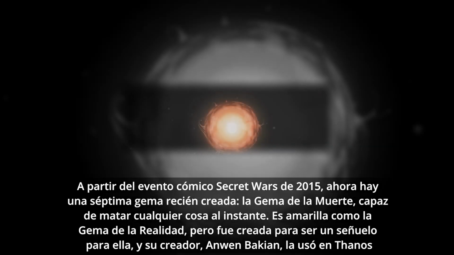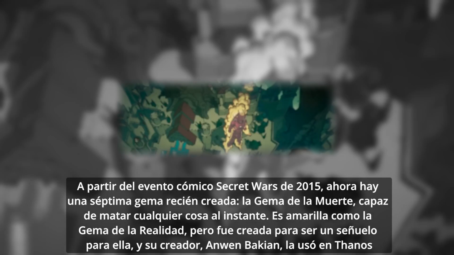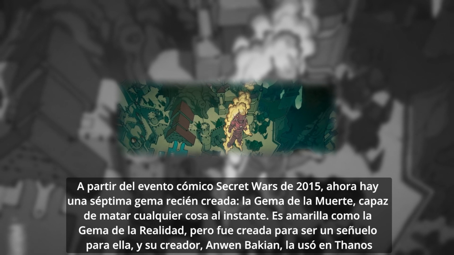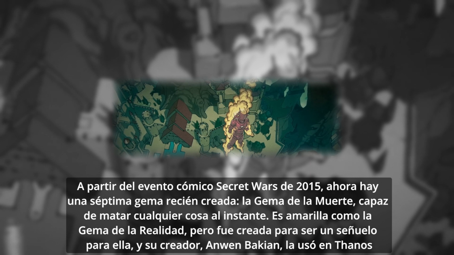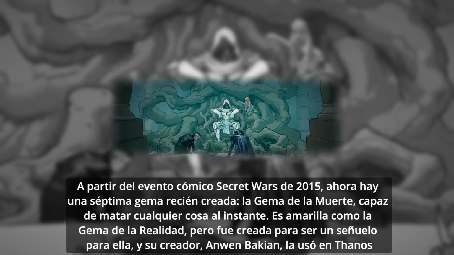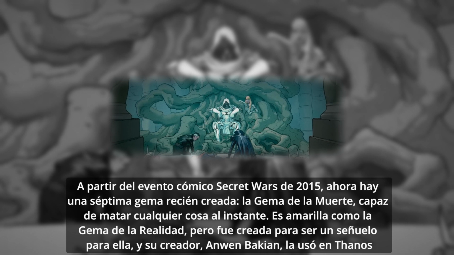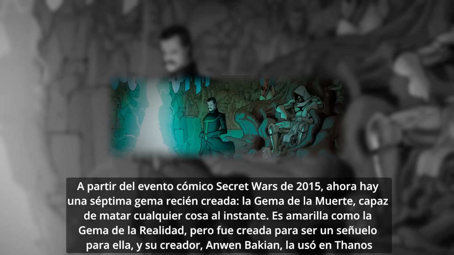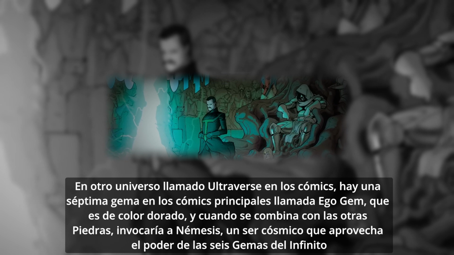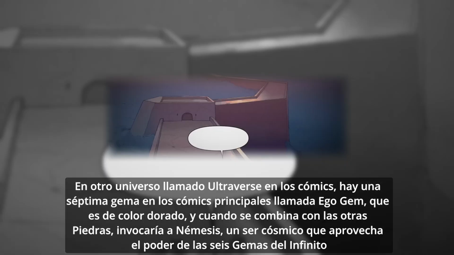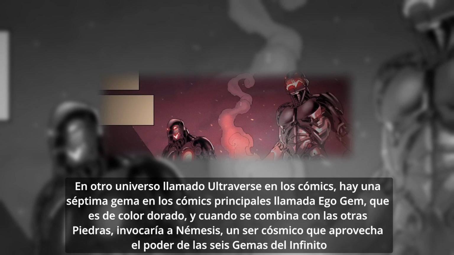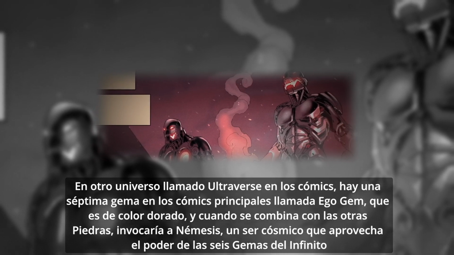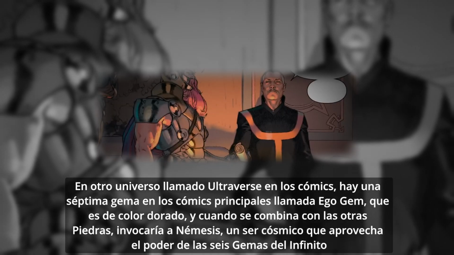As of 2015's comic event Secret Wars, there's now a newly created seventh gem, the Death Gem, able to instantly kill anything. It's yellow like the Reality Gem, but it was created to be a decoy for it, and it was used on Thanos by its creator, Anwen Bakian. In another universe, called the Ultraverse in the comics, there's a seventh gem in the mainstream comics called the Ego Gem, which is gold in color, and when combined with the other stones, it would summon the Nemesis, a cosmic being that harnesses the power of all six Infinity Gems.